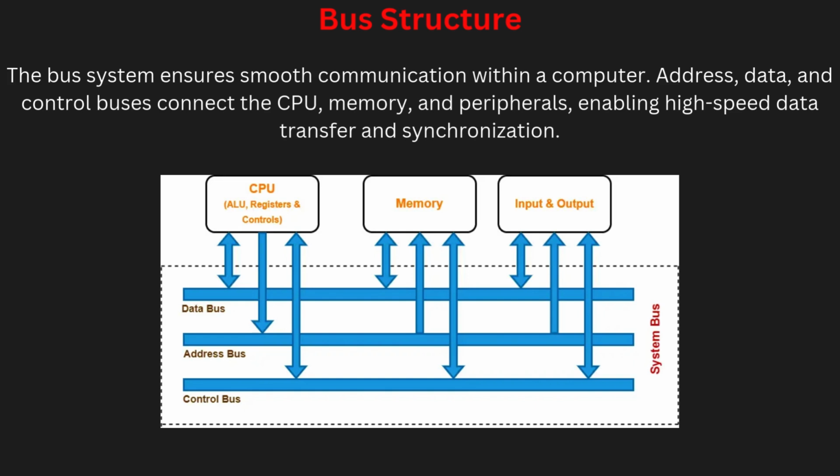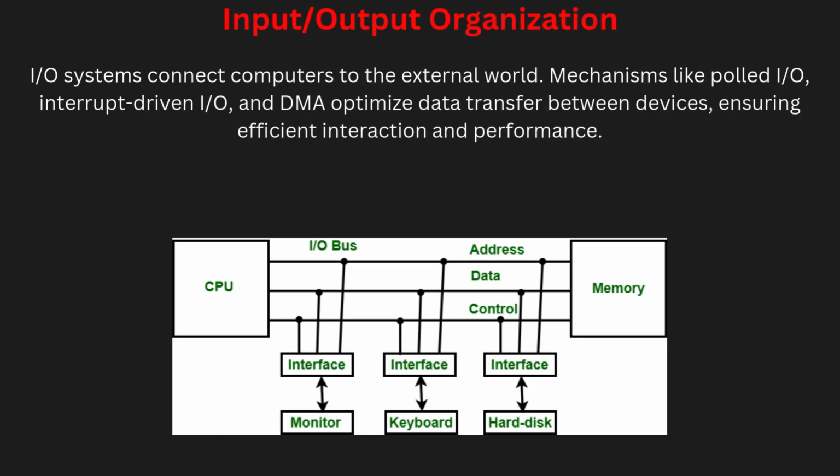So now, the input output organization. The I/O operations connect the computer system to the external world, enabling interaction with peripheral devices. Handshaking mechanisms ensure smooth communication between devices with varying speeds. Port I/O, interrupt-driven I/O, and direct memory access (DMA) are the primary methods for data transfer.